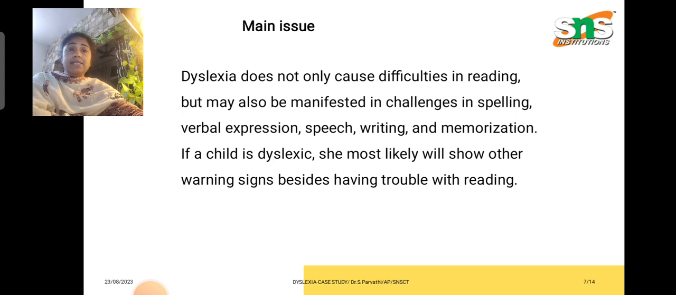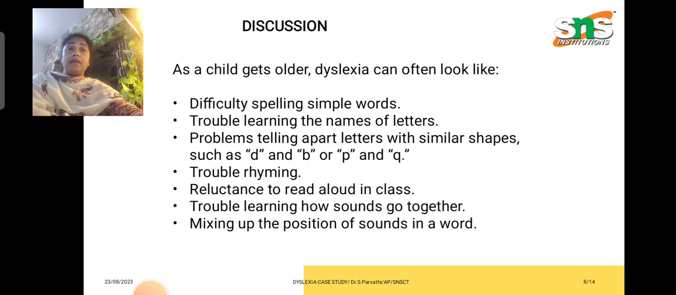If a child is dyslexic, she or he most likely will show other warning signs besides having trouble with reading. As a child gets older, dyslexia can often look like difficulty spelling simple words, trouble learning the names of letters, problems telling apart letters with similar shapes such as D and B or P and Q, trouble rhyming and reluctance to read aloud in class, trouble learning how sounds go together, and mixing up the position of sounds in a word.